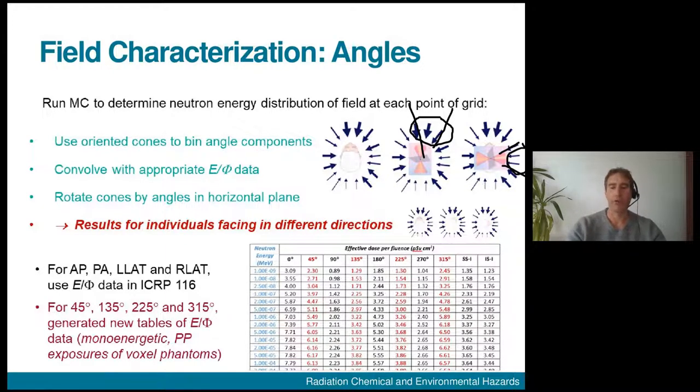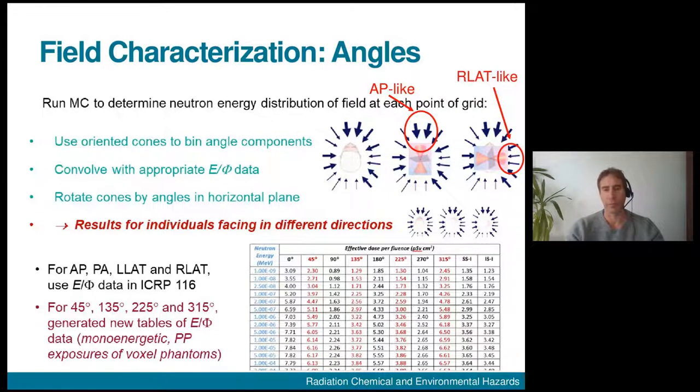And then we convolve those with relevant conversion coefficients. So we convolve the one at the front with AP conversion coefficients, we get the AP-like contribution to dose. Likewise, the one on the right is the RLAT contribution to dose, and similarly for the ones from the rear and the left lateral and the other angles. So that's the idea. We convolve it with those standard conversion coefficients.